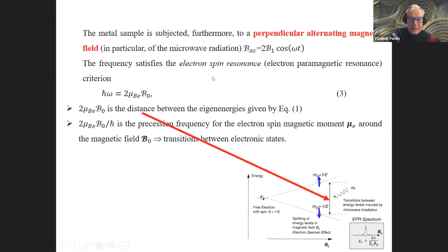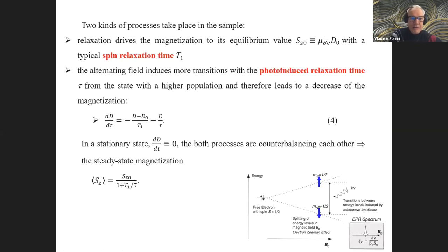And the frequency is selected in order to satisfy the electron paramagnetic resonance, very well known in spectroscopy. This is a condition where the right-hand side is the distance between the eigenenergies of the spins with directions plus and minus. What happens in this case? In this case, two kinds of processes take place.